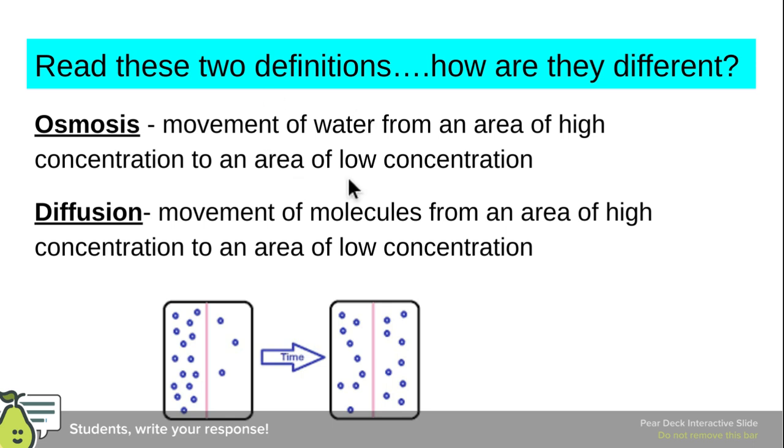But the reason why we give it a special name is because water is in everything. It's in all living things. It makes up most of our body, a lot of our cells. And so because so often the water ends up moving from place to place, we give it a special name, osmosis.